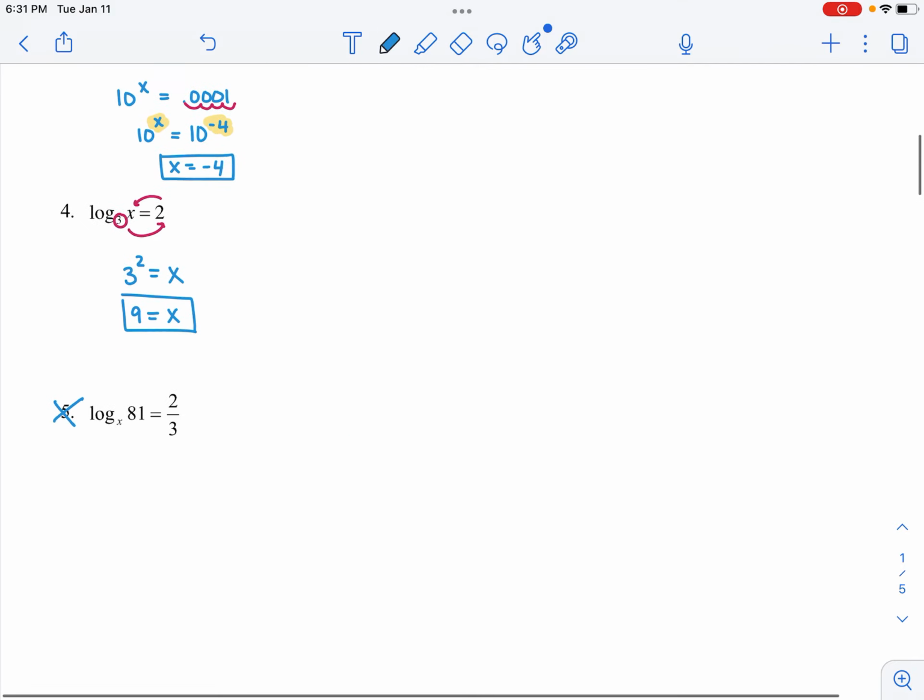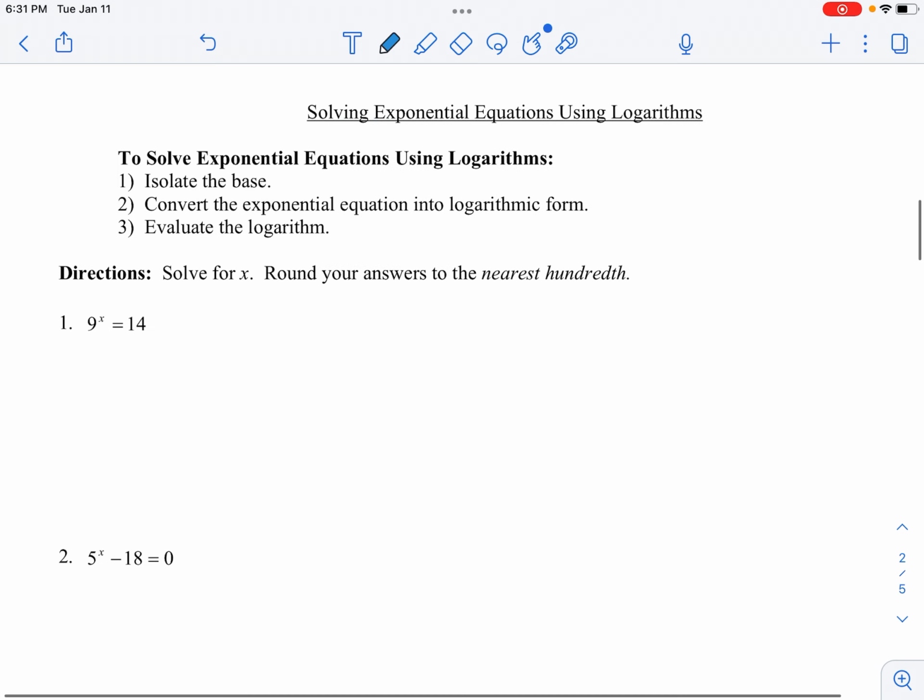So now what we're going to do today is we're going to really use this logarithm loop trick, but we're going to be going the other way. We're going to be solving exponential equations using logarithms. So if you take a look at the steps, we're going to be isolating the base. Again, that's the number being raised to the variable power, converting from exponential form into logarithmic form, and then evaluating that logarithm. So in our last unit, when we solved exponential equations, we only had one method, and that was the method of common bases.